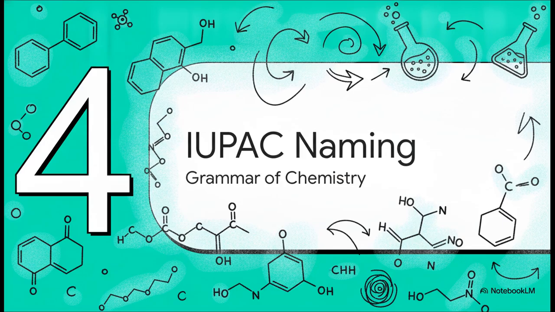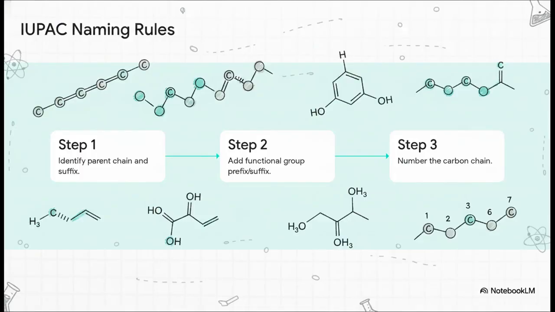Let us clearly understand this International Union of Pure and Applied Chemistry system for naming these compounds. Please do not get overwhelmed by the large names. Naming any compound is strictly broken down into 3 simple logical steps. Step 1, identify the parent chain. Step 2, add the functional group. And step 3, properly number the carbon chain.